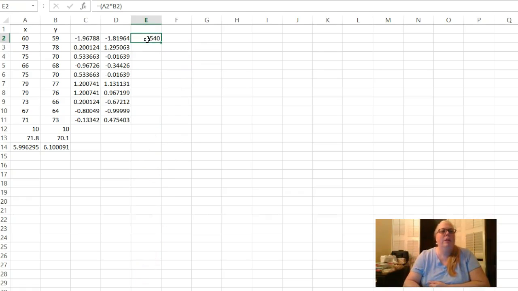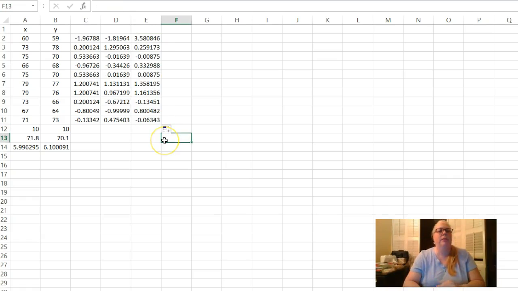And I multiplied the wrong ones. I was supposed to multiply C2 and D2. Sorry. Let's try that again. All right. We're going to take cell C2 and multiply it by cell D2. There we go. And there it gives me my product. And I'm going to highlight this and grab that little square and drag it on down here, like so. All right, now I have all of the products here.